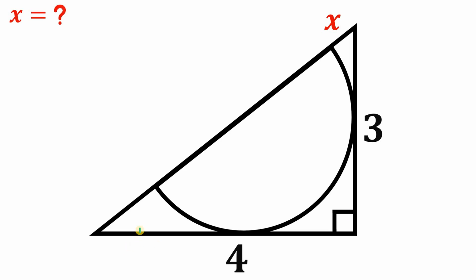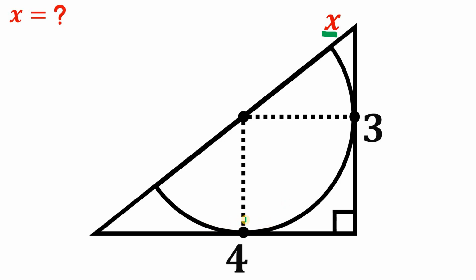So given this right triangle and inside of it we have a semicircle, the goal is to find the length of this segment, X. Now to answer this kind of question, we need to first find the important points. The first point is the center of this semicircle. Also important are the points of tangency of the semicircle to the legs of this right triangle. Now, what we're going to do is draw the radius of this semicircle.